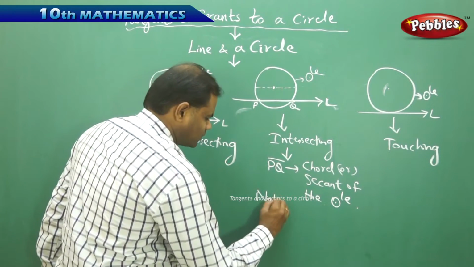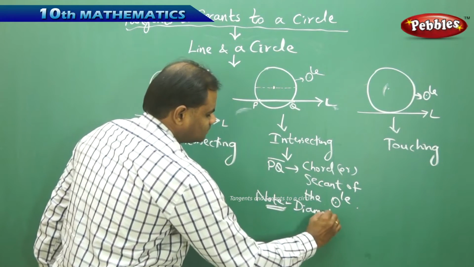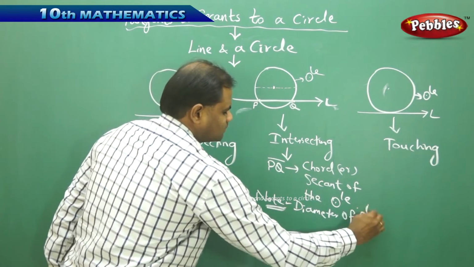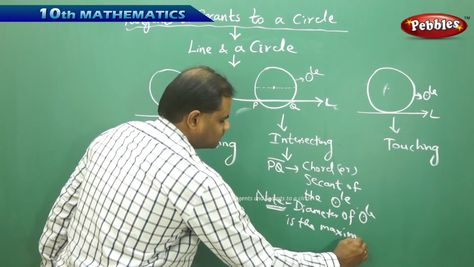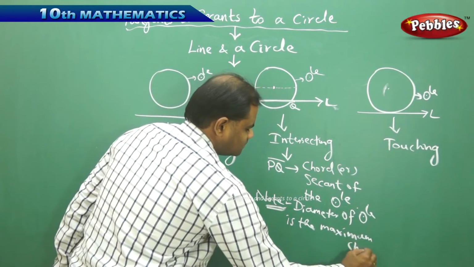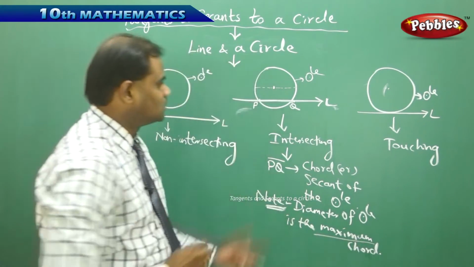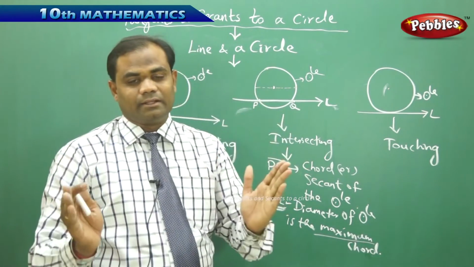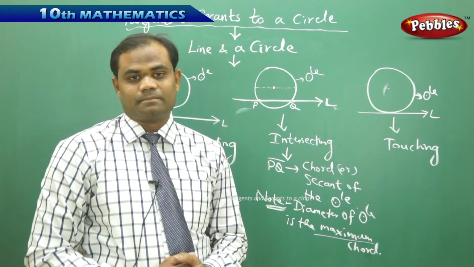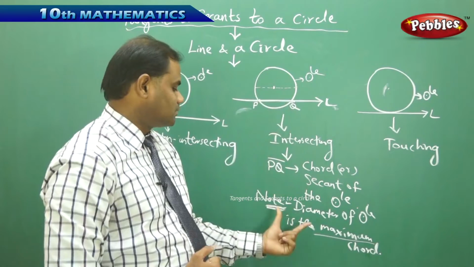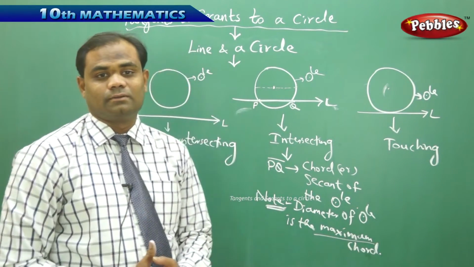So if I take a note here: the diameter of a circle is the maximum chord of the circle. The word maximum is used because the diameter is that length where we have the highest segment of the circle. And if it acts as the chord, then the diameter of the circle will be referred to as the maximum chord.